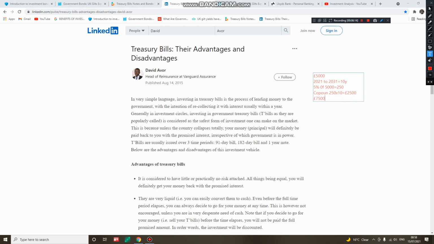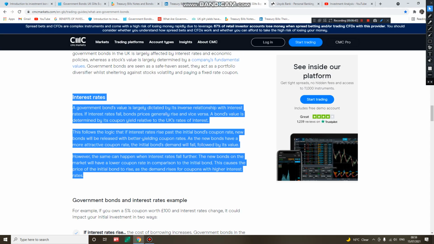Now, wait. Don't go yet. Very important, let us examine what factors influence the price of government bonds. And I want you to note this. The key element here is interest rate. Now, please let me get rid of this before I continue. Great. Now, like I said, the key element here is the interest rate. So, now, stay with me. If interest rates fall, bond prices generally rise and vice versa.